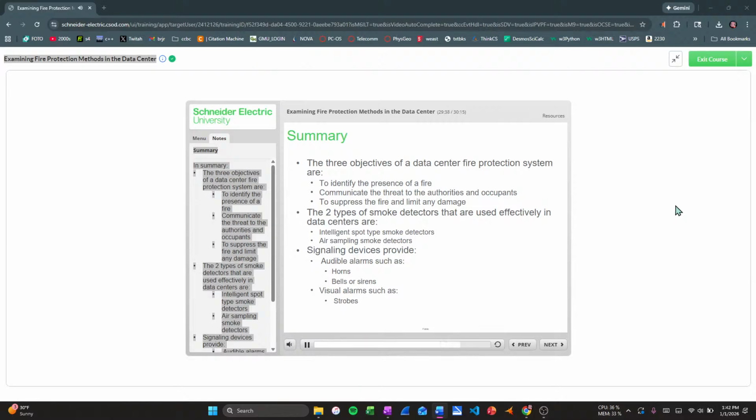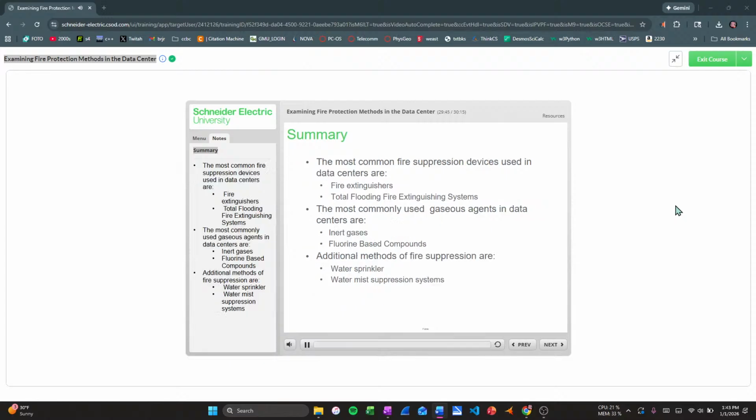Signaling devices provide audible alarms like horns, bells, or sirens, and visual alarms like strobes. The most common fire suppression devices used in data centers are fire extinguishers and total flooding fire extinguishing systems. The most commonly used gaseous agents in data centers are inert gases and fluorine-based compounds. Additional methods of fire suppression are water sprinklers and water mist suppression systems.